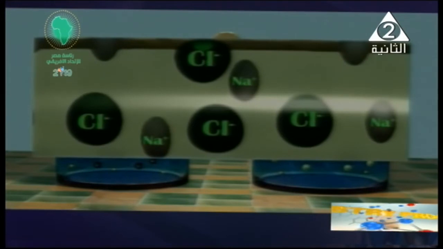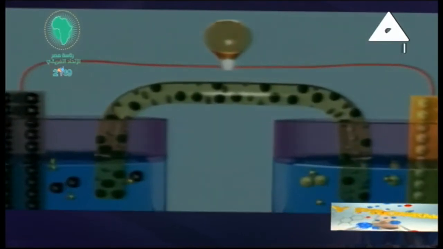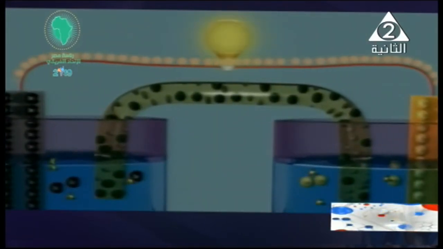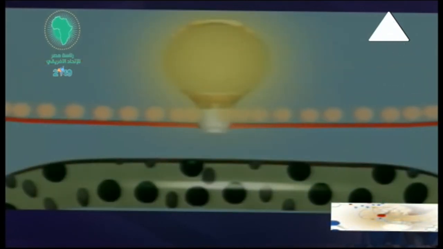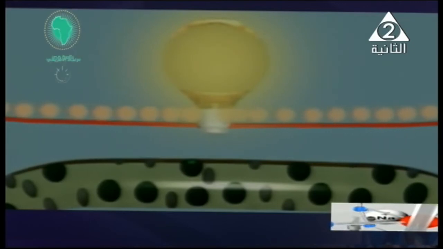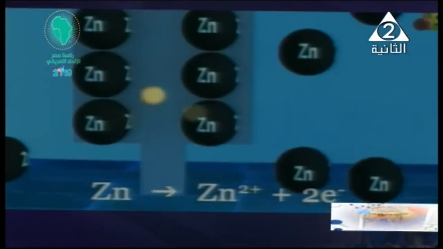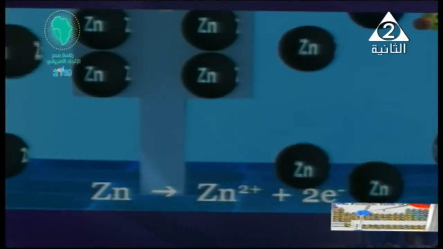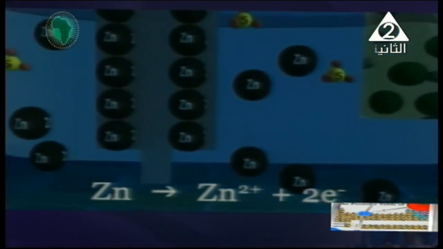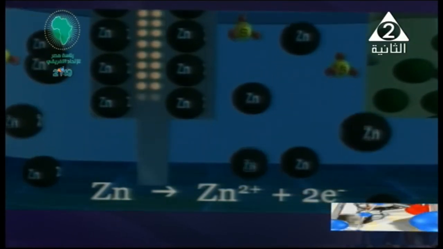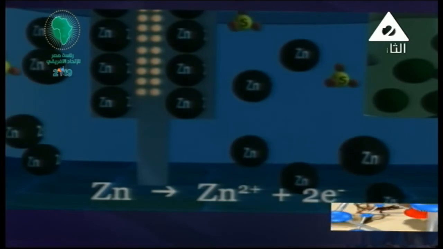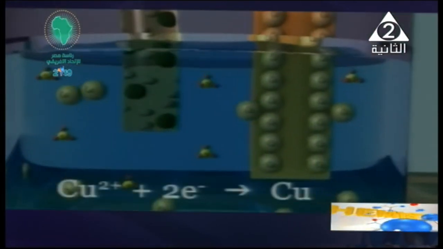And the salt bridge contains NaCl, KCl, or Na2SO4, an inert solution that can't react with the two solutions of the two half cells or the two electrodes. Pay attention please, again. In a salt bridge, there is a solution to conduct between two solutions. And this solution must be inert.